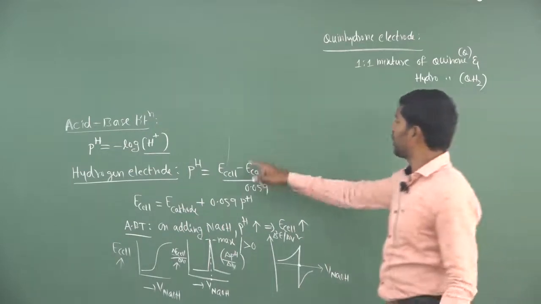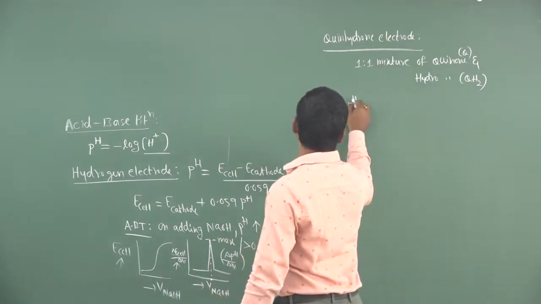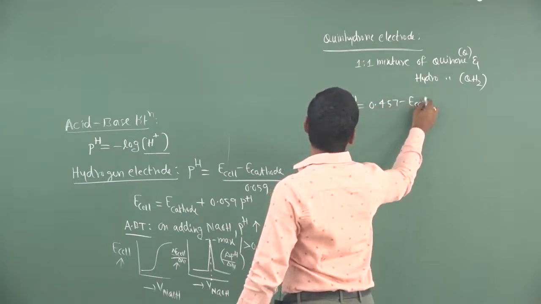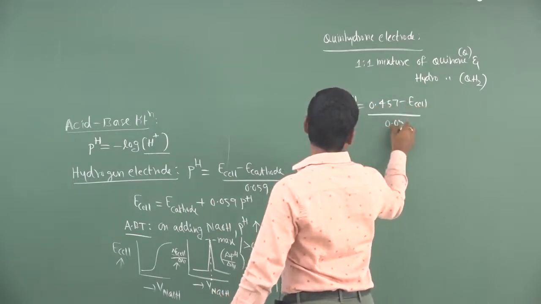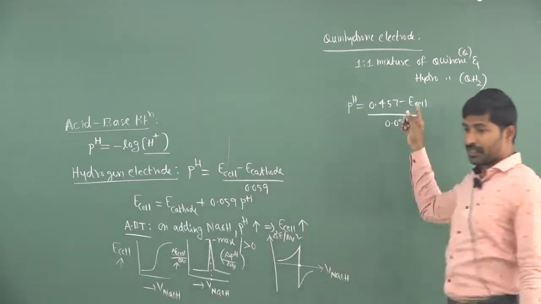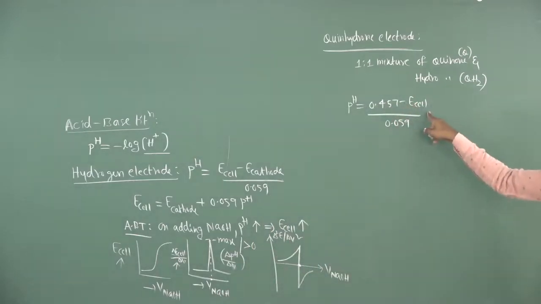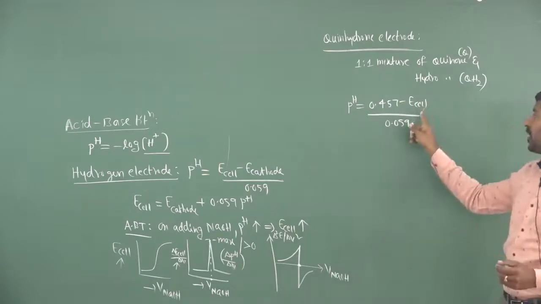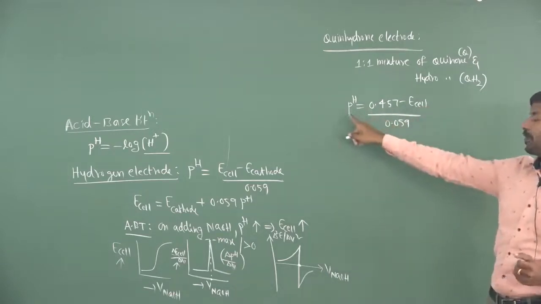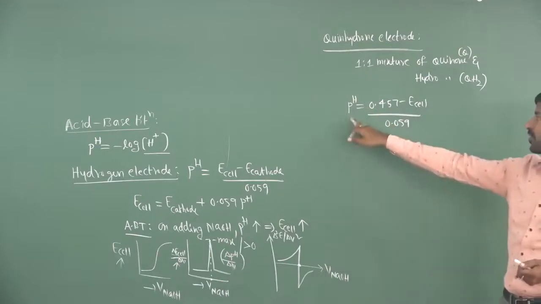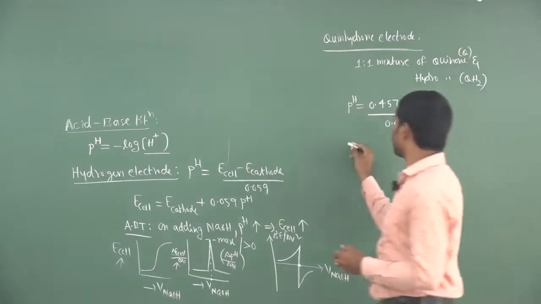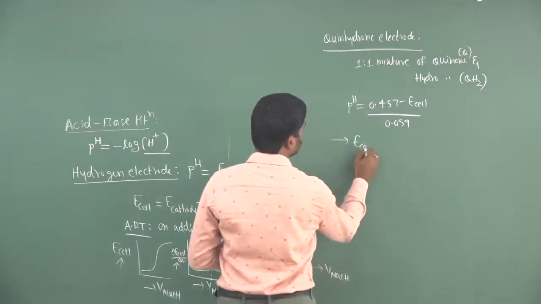What is the formula for pH? If you use quinhydrone electrode, the formula is 0.457 minus E cell by 0.059. So they may provide E cell value, cell potential value may be given to you, and they may ask you to calculate pH. If pH is given, we can calculate E cell. And from this, what is the expression for E cell?